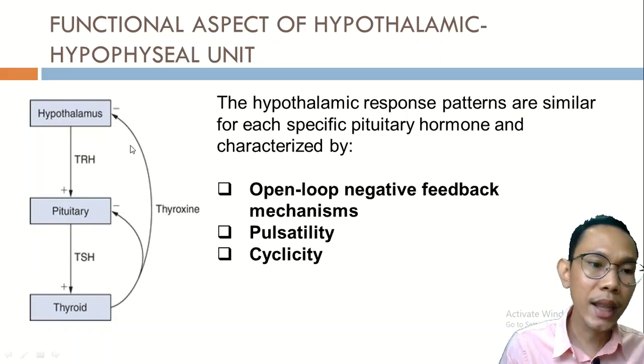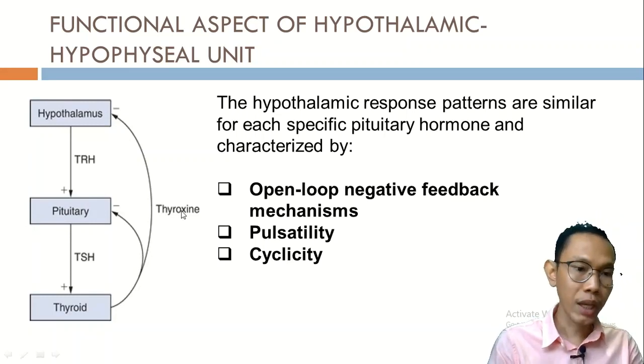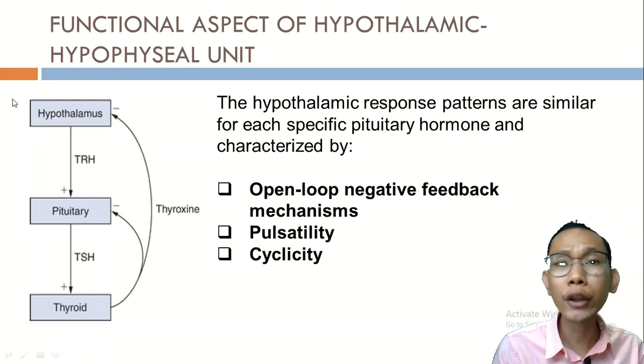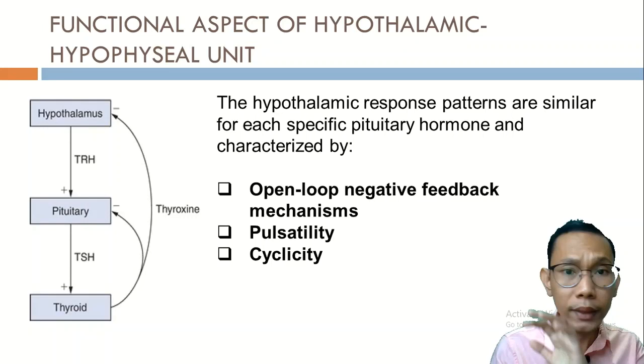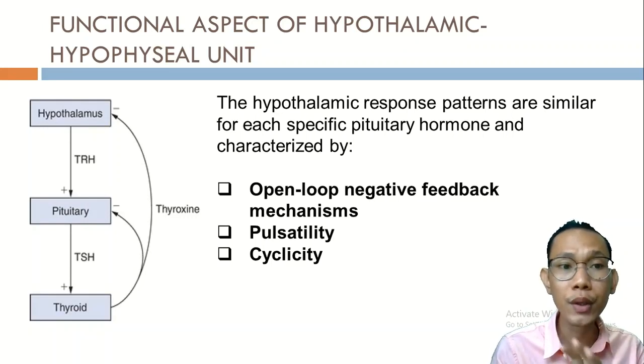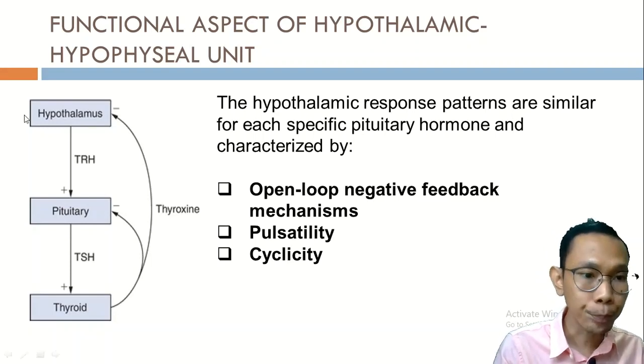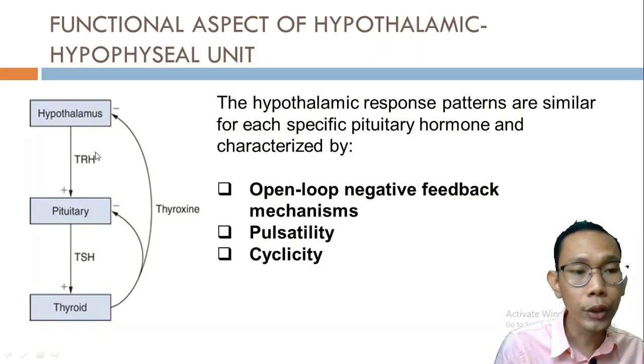So let's take this example. As we all know, your hypothalamus, later on we'll discuss the specific hormones secreted by this organ. But for now, we will first discuss the different features of your hypophyseal unit. First, we know that your hypothalamus can secrete thyrotropin releasing hormone. Your thyrotropin releasing hormone will stimulate your pituitary.